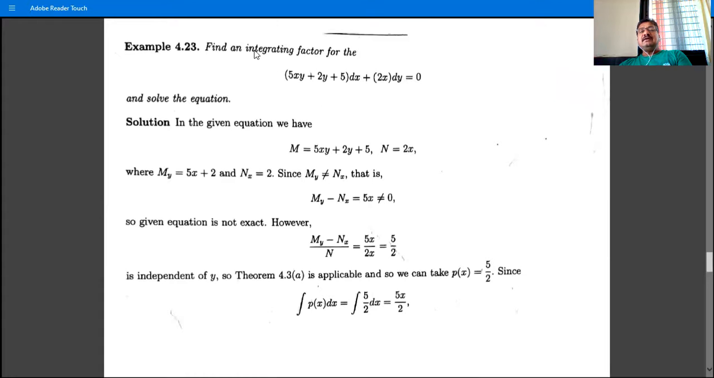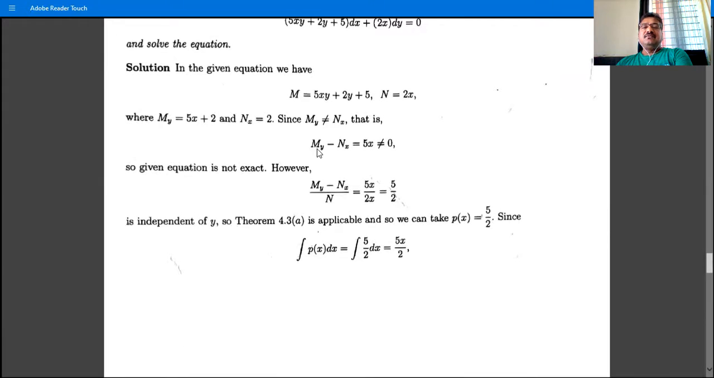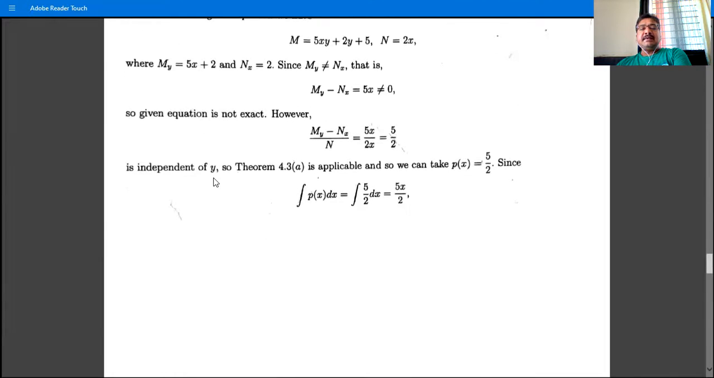Now we have to find the integrating factor. There are in all 6 methods to find an integrating factor: the inspection method and the remaining 5 rules. So we find M_y minus N_x is 5x, and (M_y minus N_x) divided by N is 5x by 2x, which is 5 by 2. And this is independent of y, it is purely a function of x.